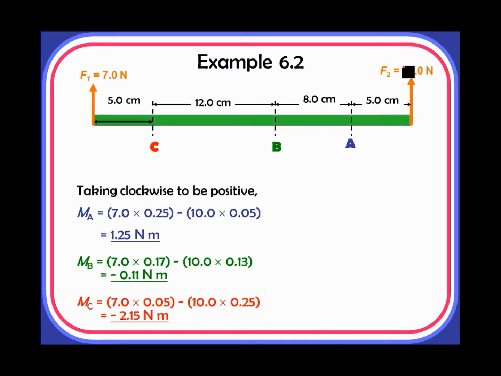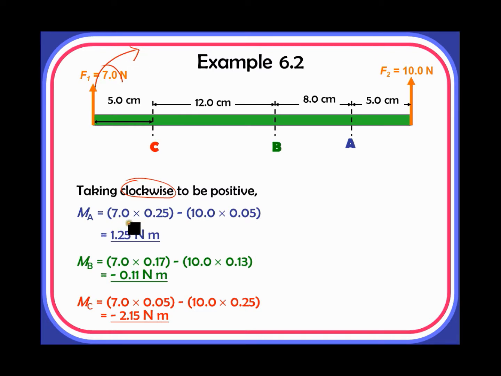Let's take a look at example 3.2. Here, instead of just one force 10 Newton, I add in another force F1, which is 7 Newton. So now we are going to take clockwise to be positive. Similarly, I have 3 points where I can take pivot. Let's start from point A. So the 7 Newton will cause the beam to turn this way. So this will be a clockwise moment.